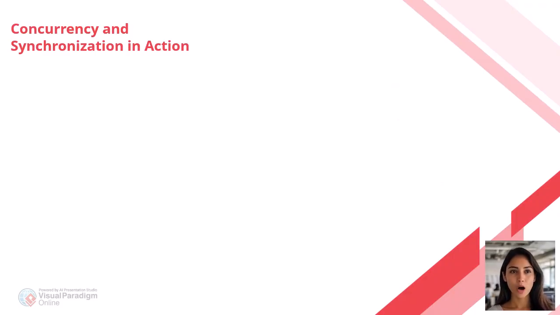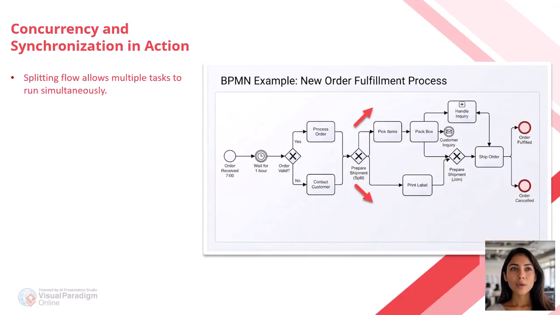Parallel gateways are powerful tools for optimizing efficiency. They allow us to split work into parallel streams and then synchronize them before continuing. When a parallel gateway splits the flow, it creates multiple tokens. This enables the system to perform tasks like picking and labeling at the exact same time.